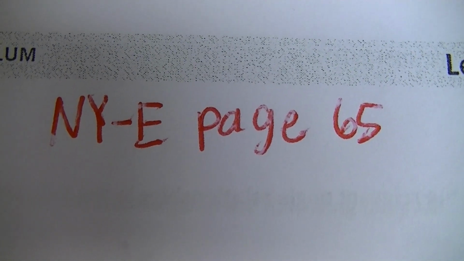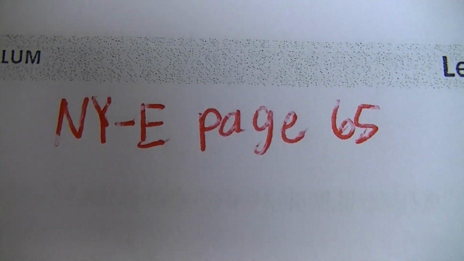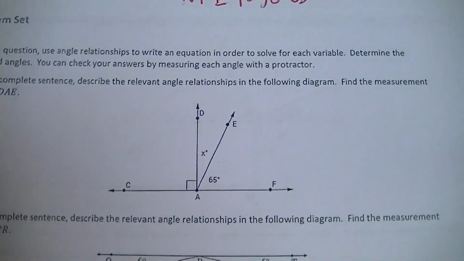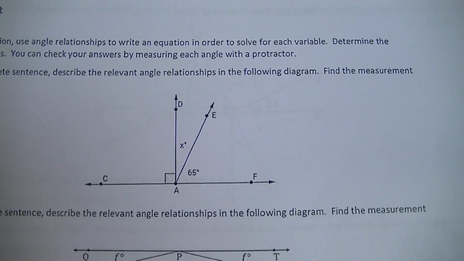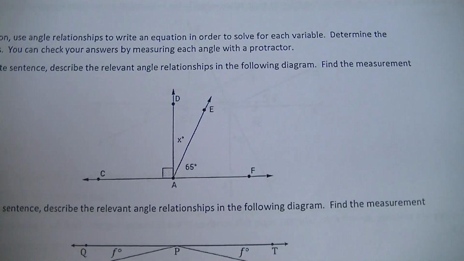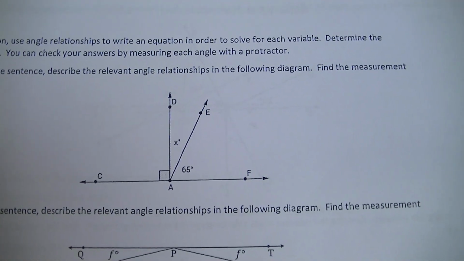This video will show you how to complete the problems on page 65 out of your math book. For each question, use angle relationships to write an equation in order to solve for each variable. Determine the indicated angles. You can check your answers by measuring each angle with a protractor.